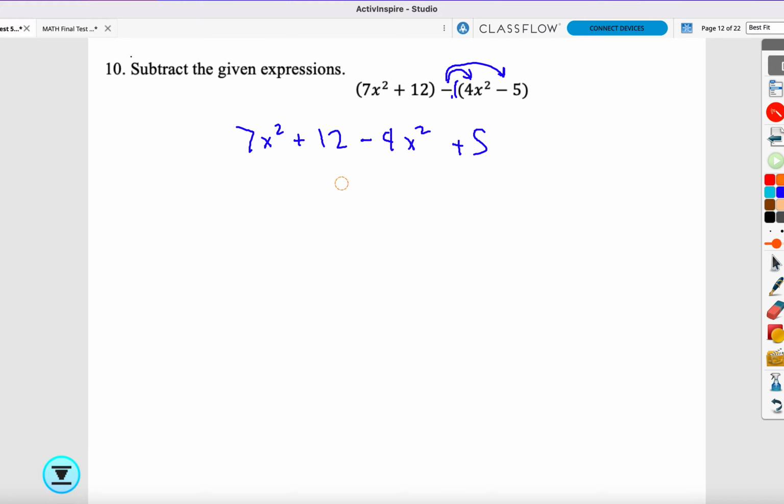Now what can we combine? We can combine this with this, and then we can combine that with that. So 7x squared minus 4x squared is positive 3x squared. 12 plus 5 is positive 17.